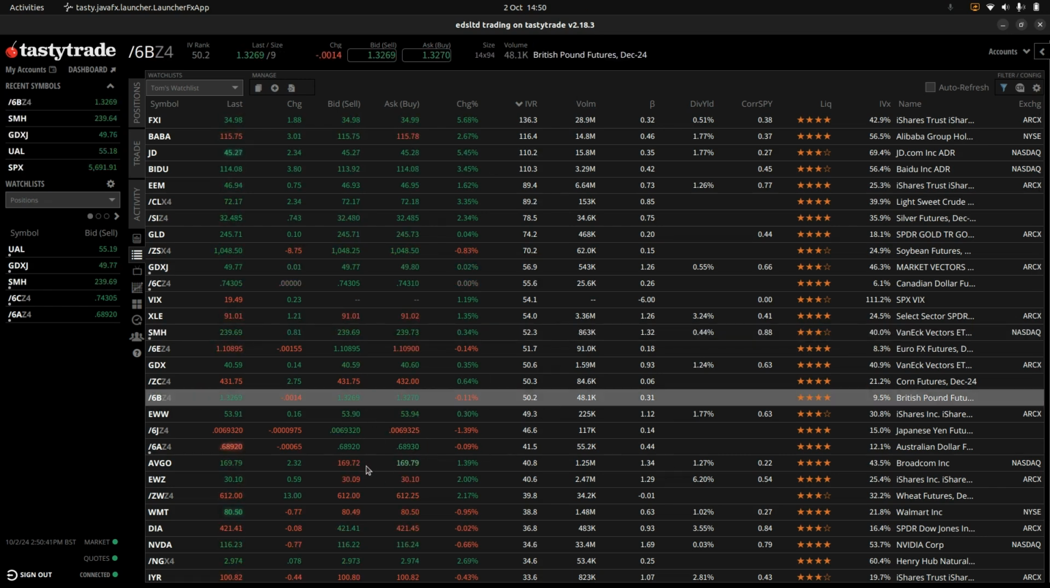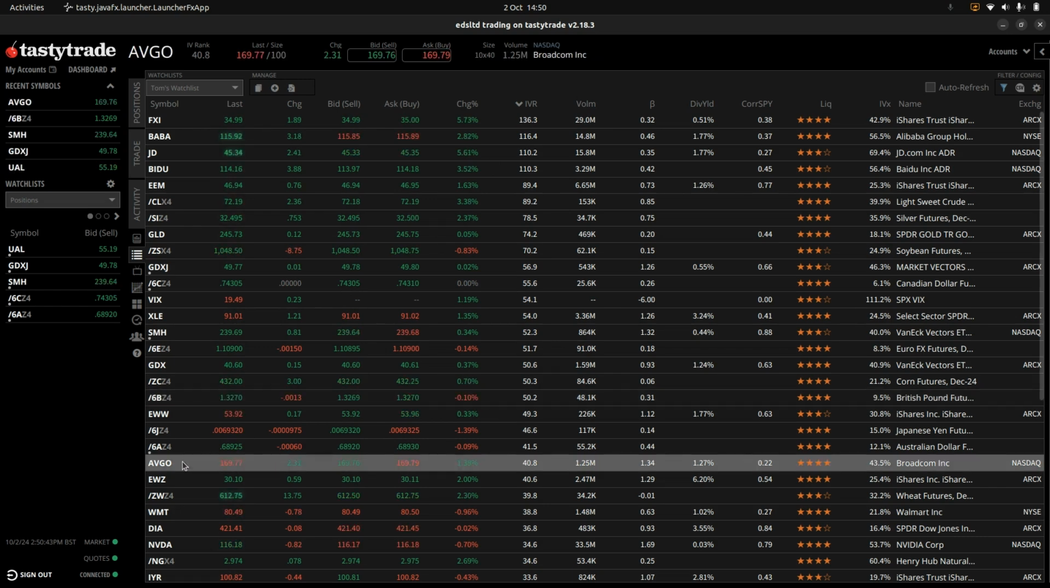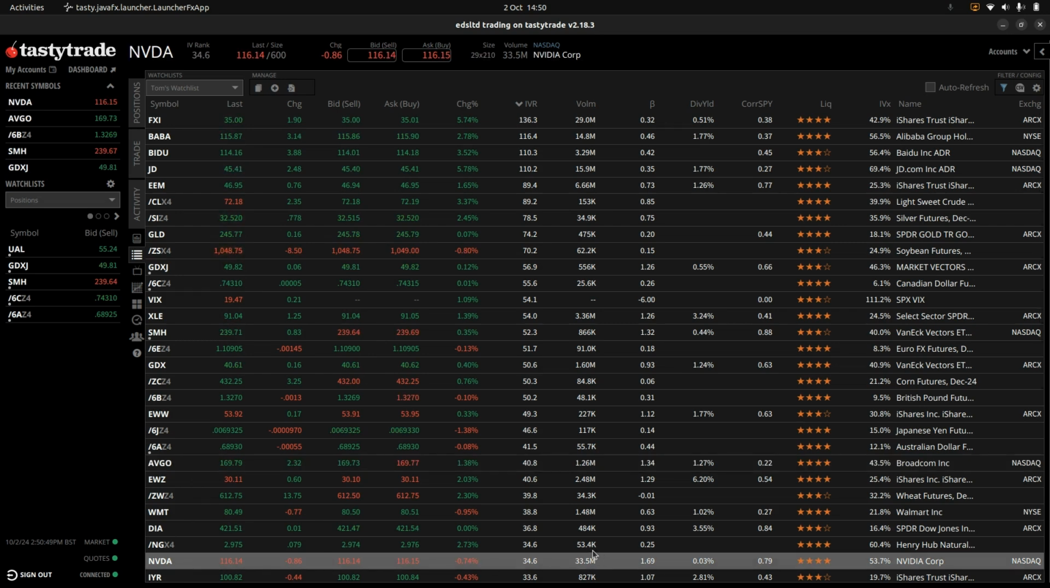Just having a little look below, AVGO with an IV rank of 40, that still looks pretty nice. Nvidia, we've got an IV rank of 34.6. That's not the best. So we wouldn't go with Nvidia with an IV rank of 34.6. But if this was SPY with an IV rank of 34.6, that's a completely different situation.